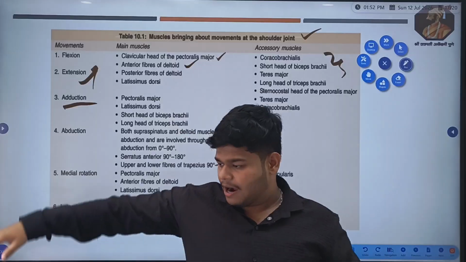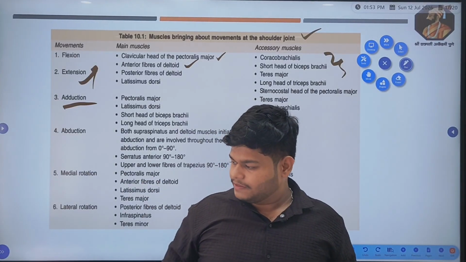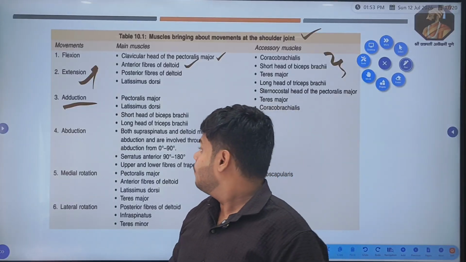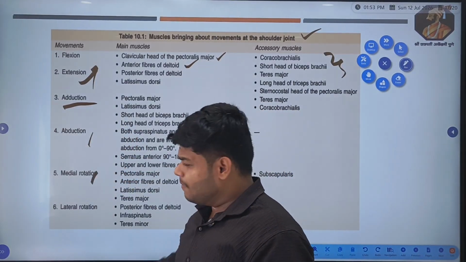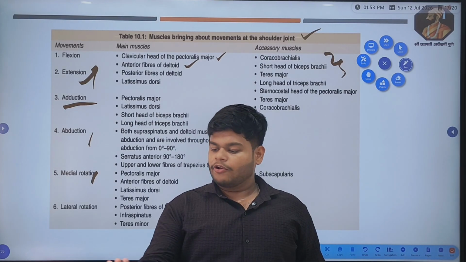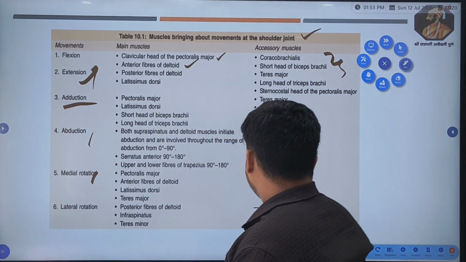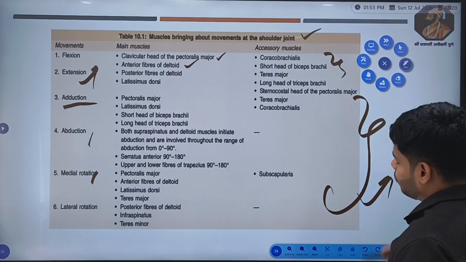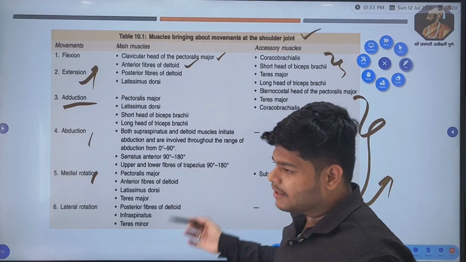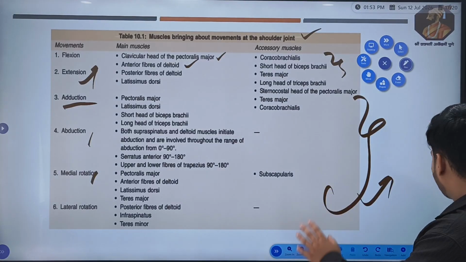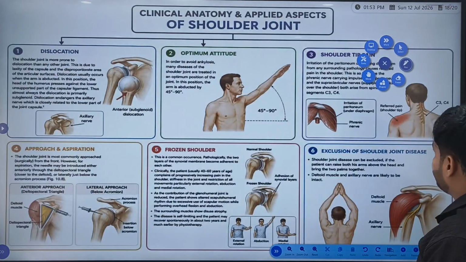Adduction means adding the arm towards your body. Abduction means moving your hand away from your body. Medial rotation, bringing your hand towards your body. Lateral rotation, bringing your hand away from the body. So these are the muscles, very easy to know. If you learn it, very nice. If you do not learn it, just read it, whatever muscles are needed.